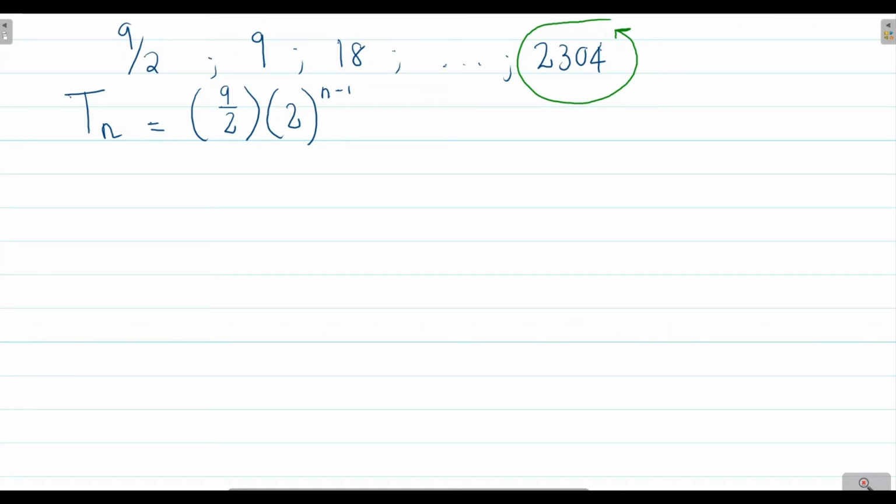So we know that this is our Tn. We're going to substitute it into our Tn position, which is 2304, which is equal to 9/2 times 2 to the power of n-1. And then, guys, we simply simplify this expression and solve for n.